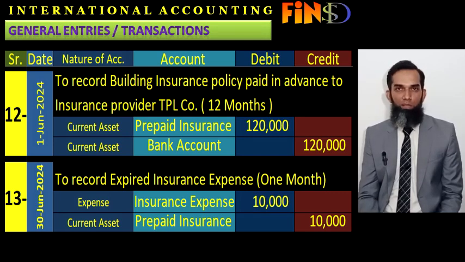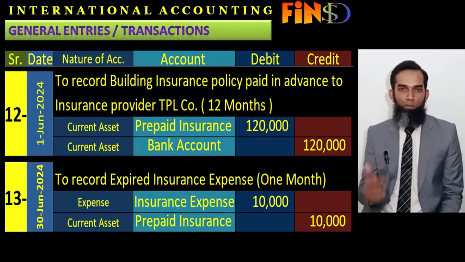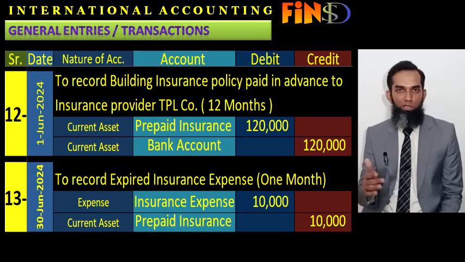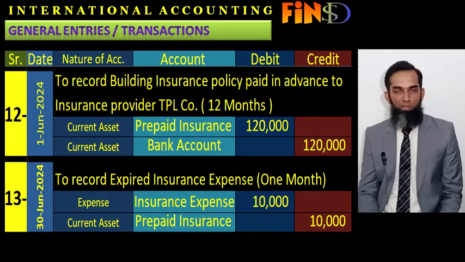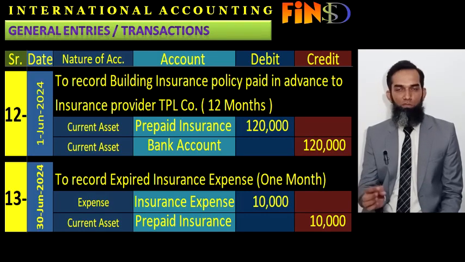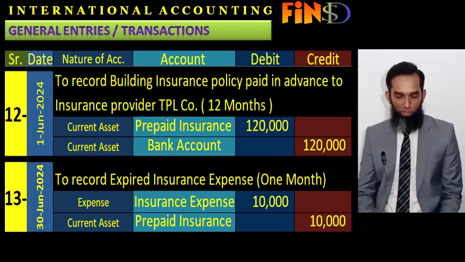So insurance expense is debited by 10,000 rupees, and prepaid insurance is reduced by 10,000. Earlier we created prepaid insurance of 1,20,000 rupees, and now prepaid insurance is being credited by 10,000. So the remaining balance in the separate ledger of the prepaid insurance account would be 1,10,000 at 30 June 2024. We will see the ledger of that prepaid insurance in our future slides.